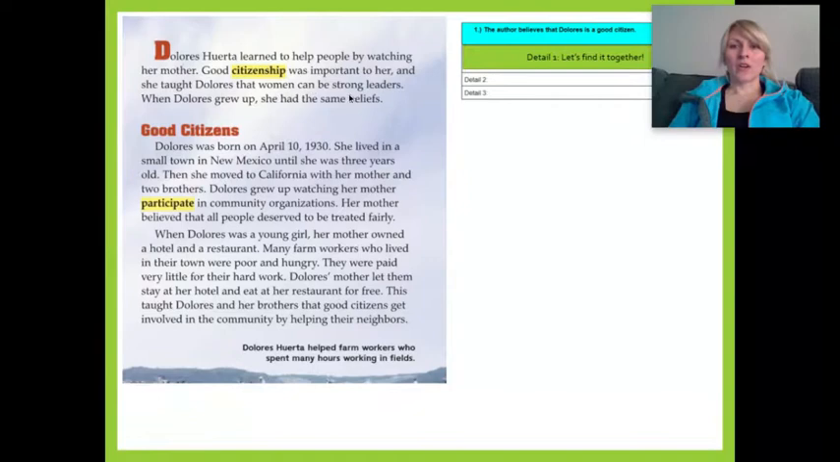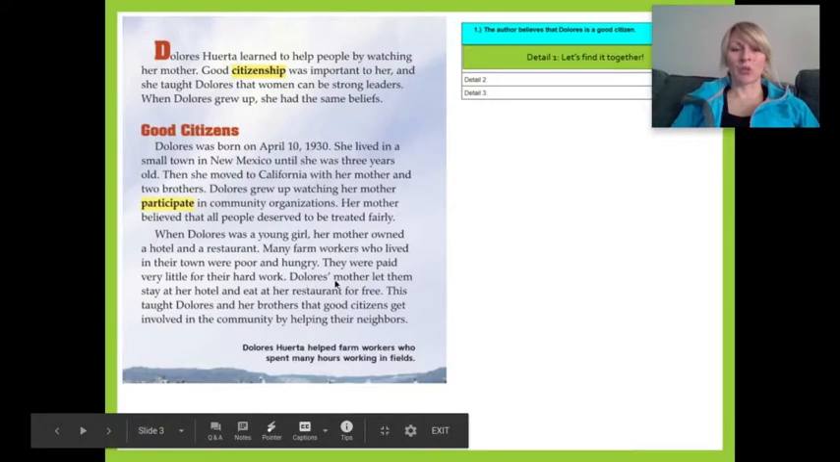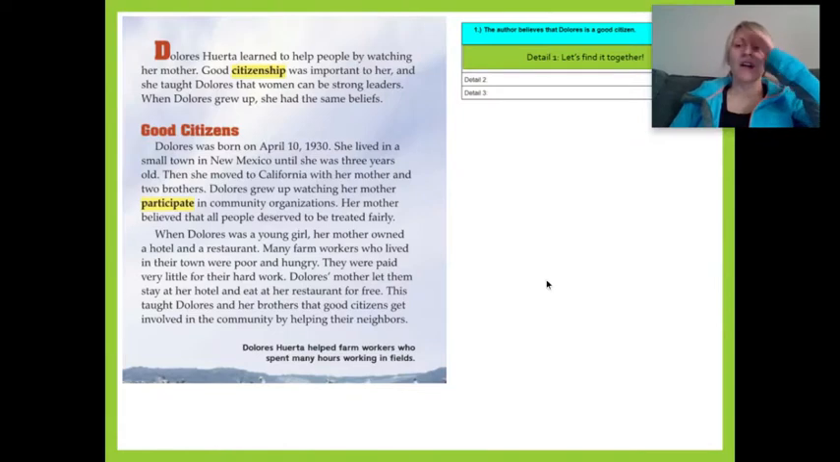Now, the first page has an introduction saying Dolores learned good citizenship that was important to her as she grew up. Then in the beginning, it's talking about how Dolores was born in the 1930s. She lived in New Mexico. She lived with her mother. Her mother believed that people should be treated fairly. These details aren't really telling me what Dolores is doing and how she's being a good citizen. I feel that most of this is talking about Dolores's mother. So, because I've already read this, I'm going to go to the next page and see if it tells me more about Dolores.